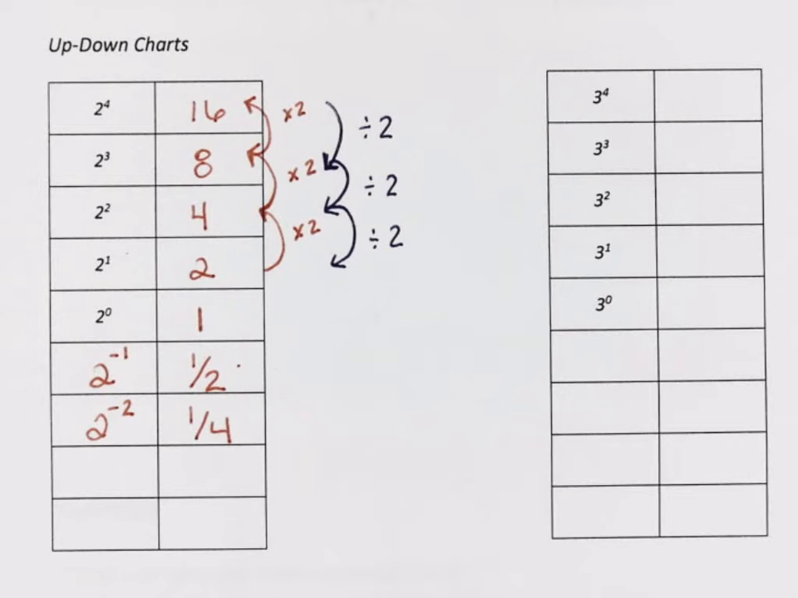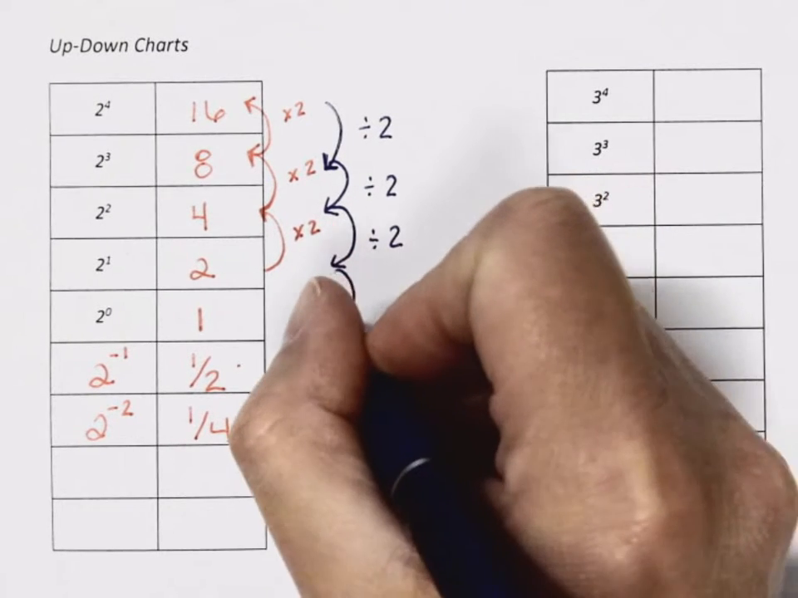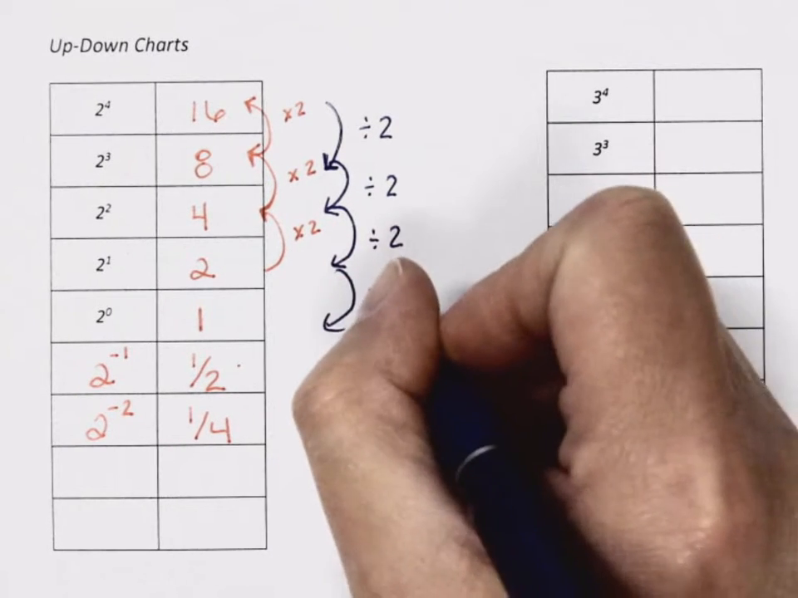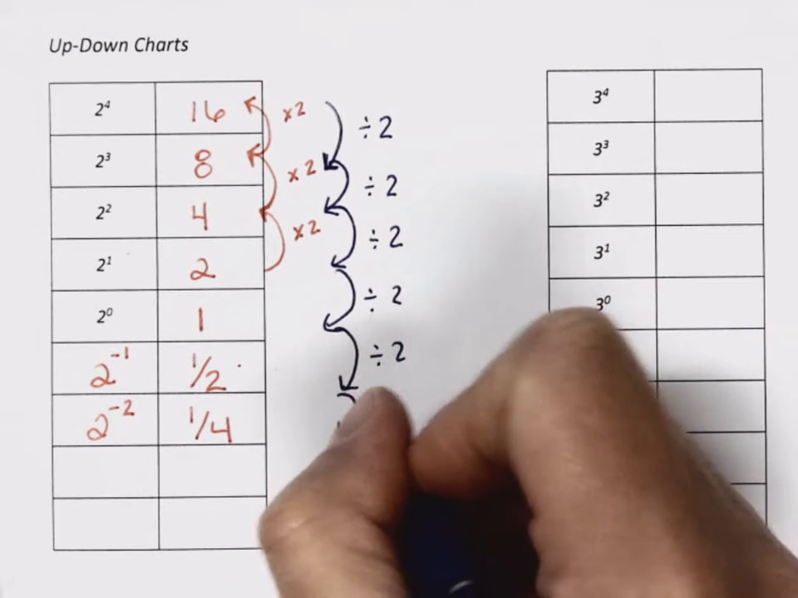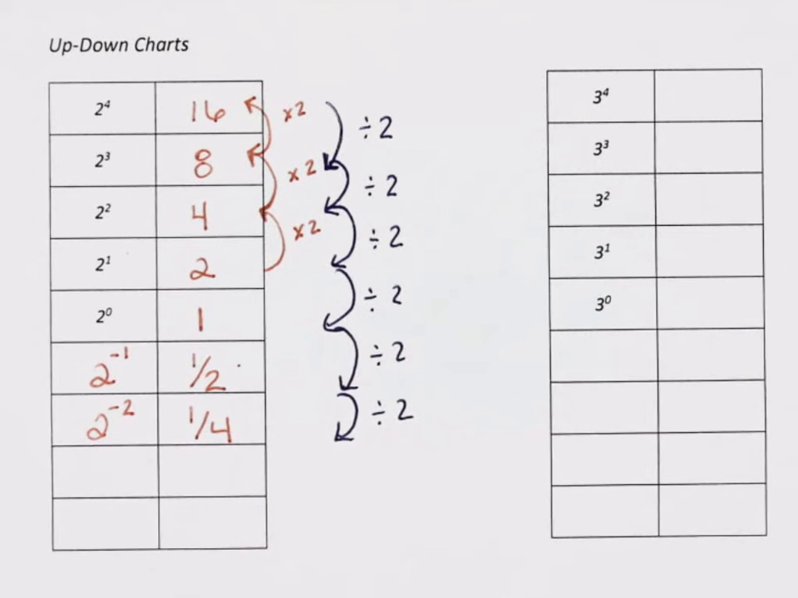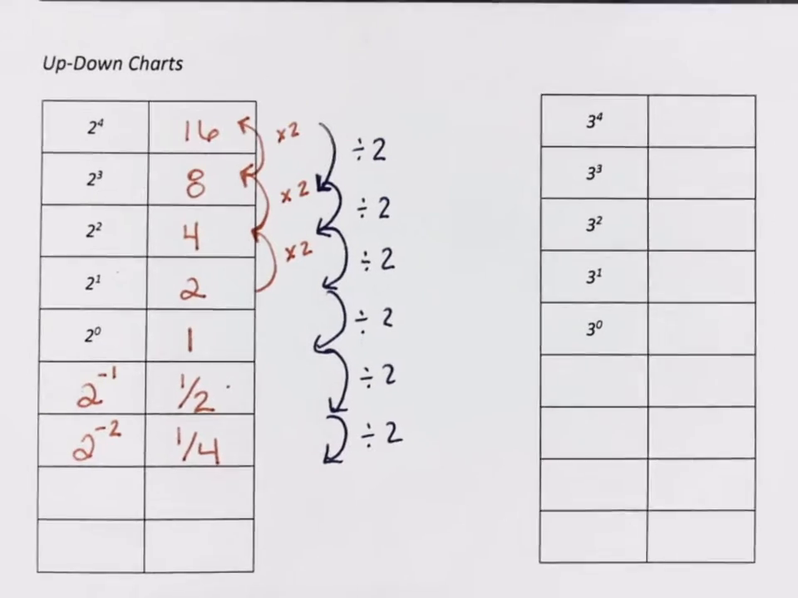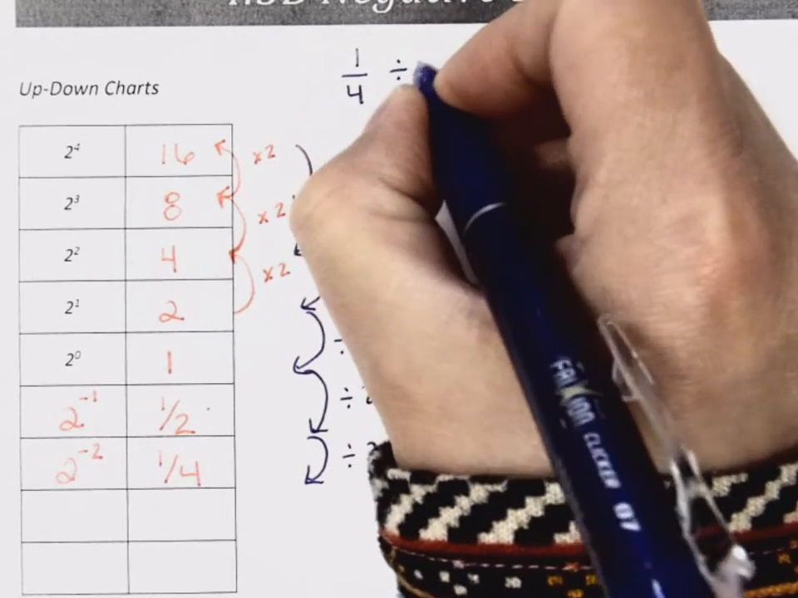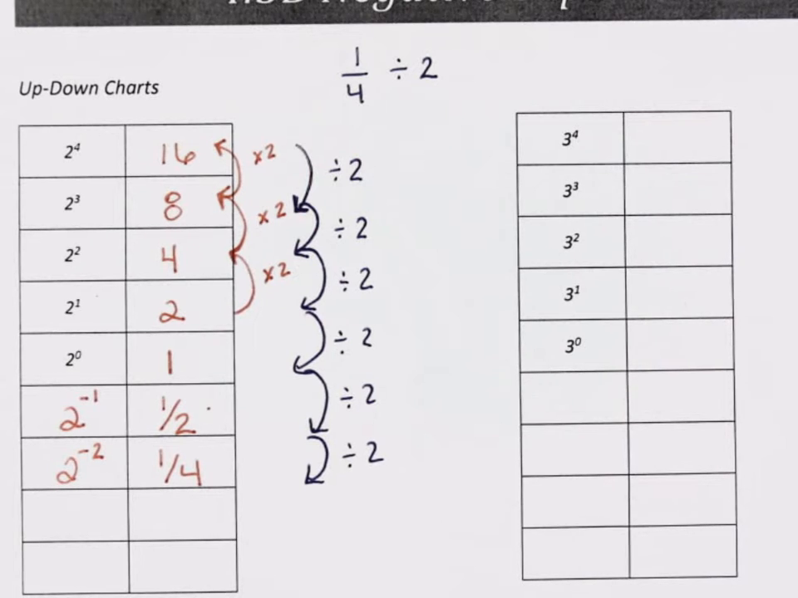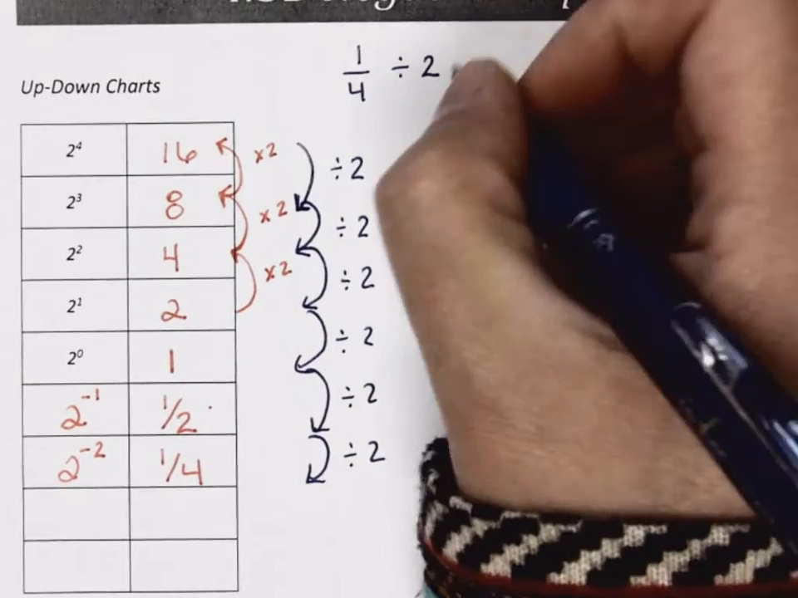Okay, so when we go to here, we're dividing by 2. When we go to here, we're dividing by 2. What's 1/4 divided by 2? Do you guys know how to handle that? Do you know mathematically? So if I say 1/4 divided by 2, can we write 2 as a fraction? What would it be? 2 over 1.